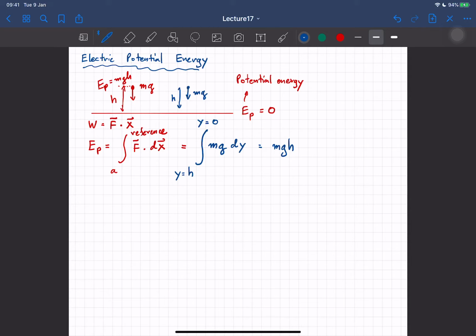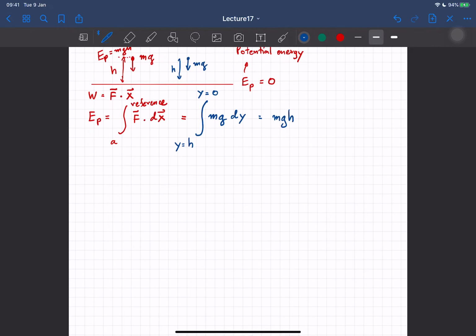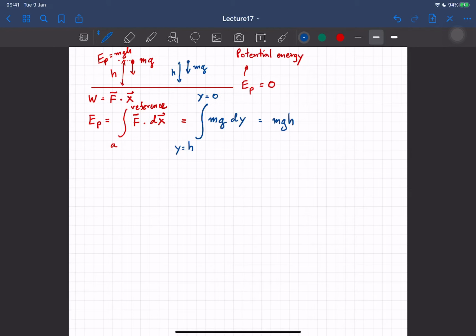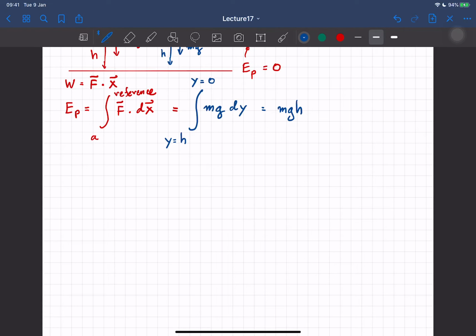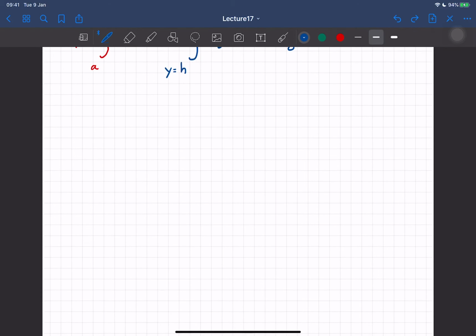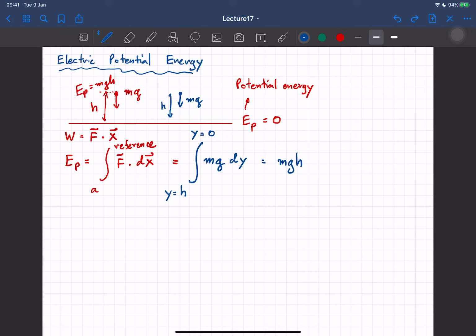So we're going to do kind of the same thing with the electric force. We're going to replace the force that we have here, mg, by the electric force, which is the Coulomb force. That's the only difference. So what are we talking about here? Well, we are talking about the potential energy from the electric force.